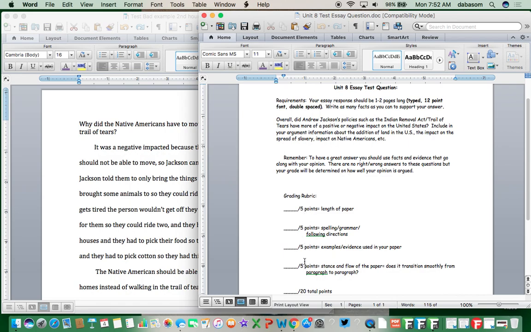4 different 5-point components: length of the paper, spelling, grammar, and following directions. Remember, this is a formal paper. And 5 points for your examples and evidence used in your paper. And then the stance and flow of your paper. Does it transition smoothly from paragraph to paragraph?